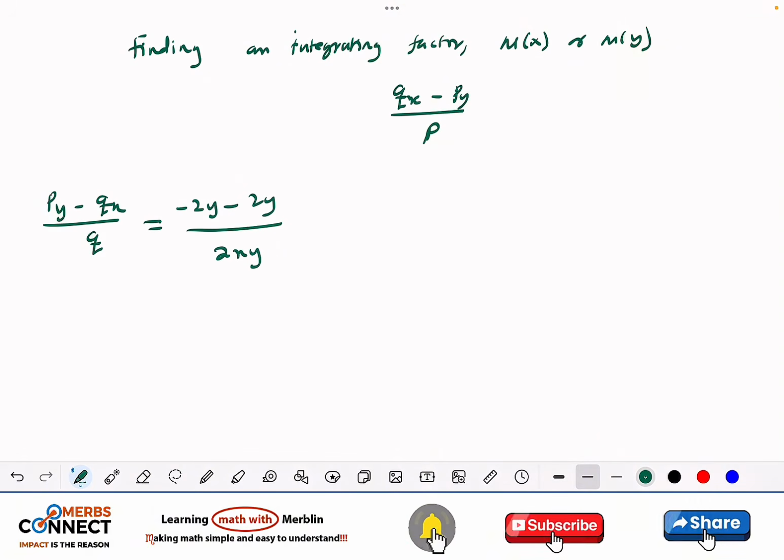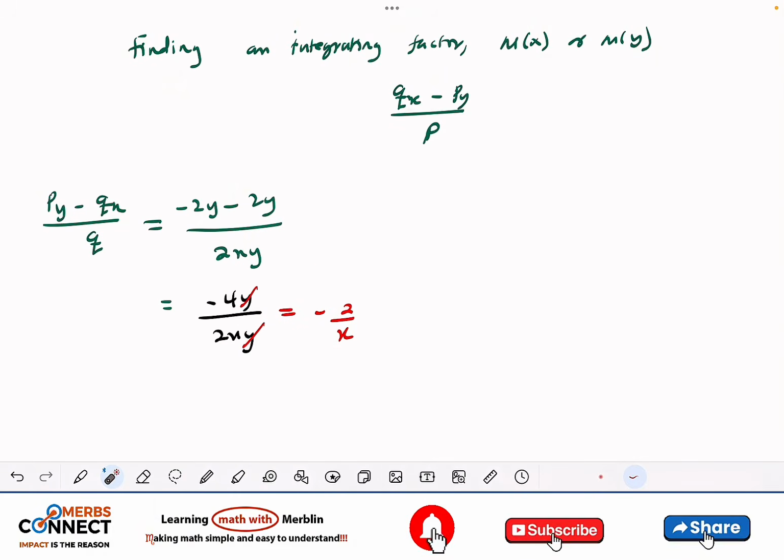So here I can factor, or I can add. I have minus 4y divided by 2xy. Oh, nice. I can cancel y, and this is going to give us minus 2 divided by x. I can cancel 4 here, 2, and 2 here, 1. So this is what I'm going to get. And we see that this is in terms of only x.